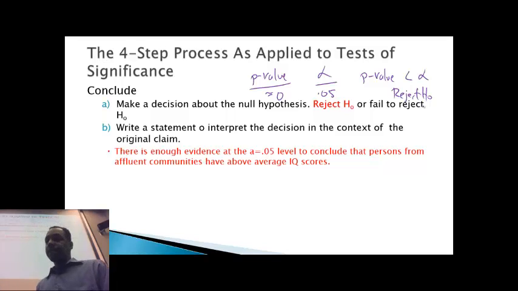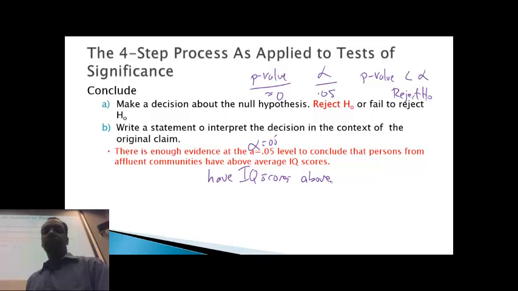And then, so part A, we reject the null hypothesis. Part B, go back and answer the question. Yes, there is enough evidence at the alpha equals 0.05 level to conclude that persons from affluent communities have above average IQ scores, or have IQ scores above 100. I guess it can go either way, but we'll tie it back to our original goal.